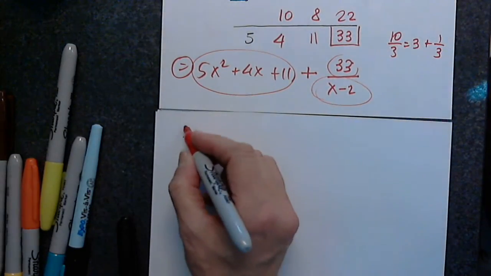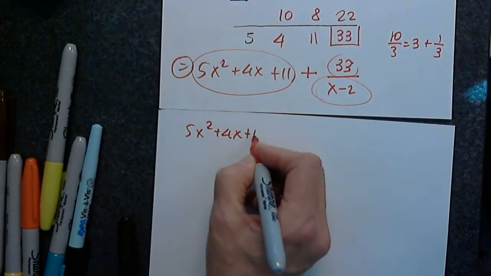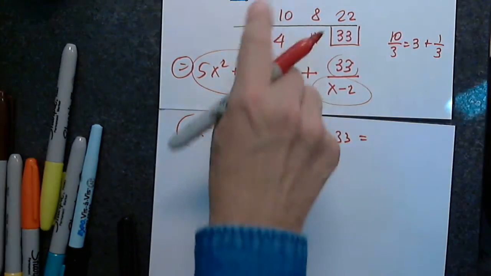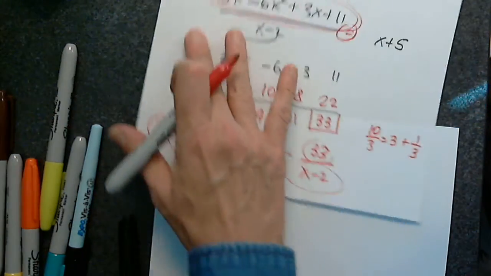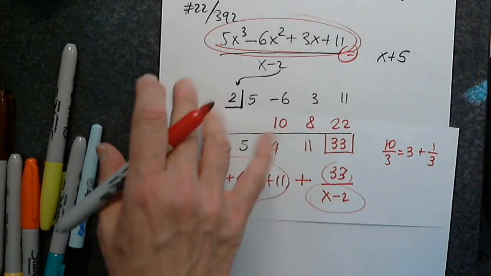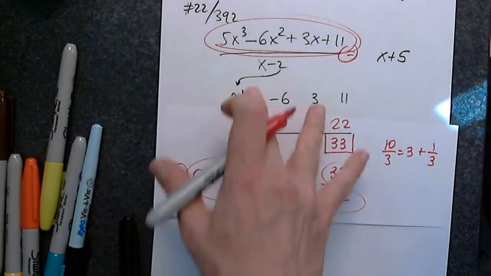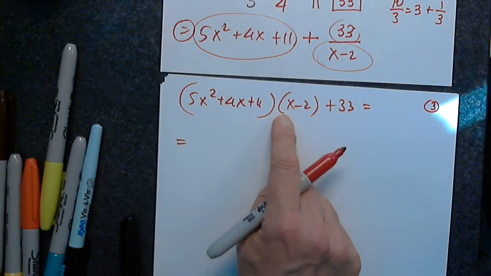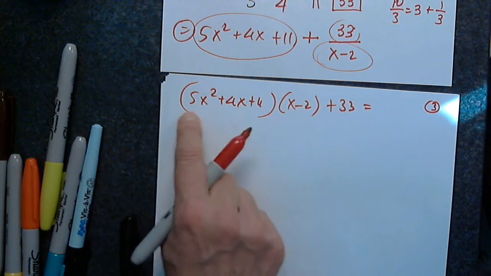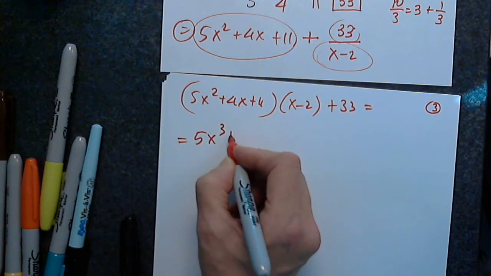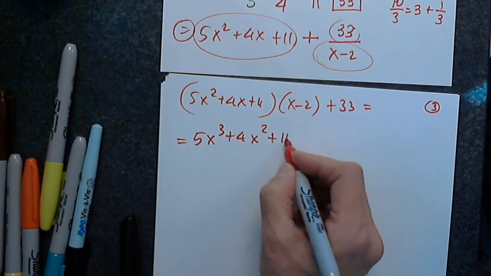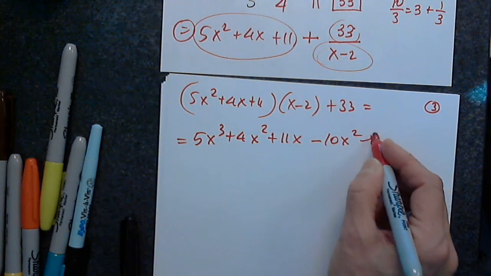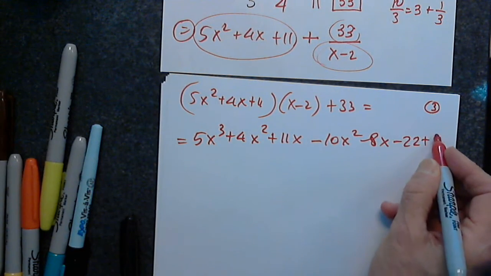So I will multiply 5x squared plus 4x plus 11 by x minus 2 plus 33 and see if I get this. If I get this, the answer is correct. If I don't, the answer is not correct. Ready? I will distribute from this small one. That's my habit. X to these three: 5x cubed plus 4x squared plus 11x, and then negative 10x squared, negative 8x, negative 22 plus 33.